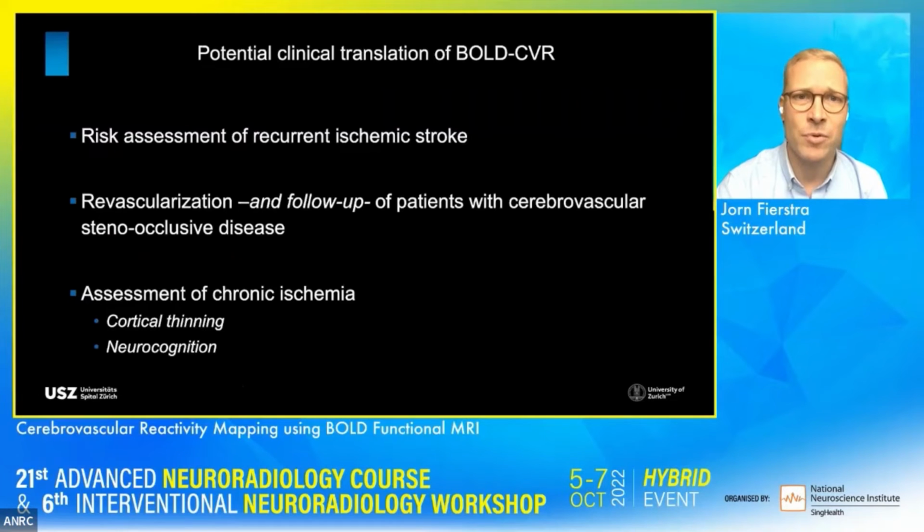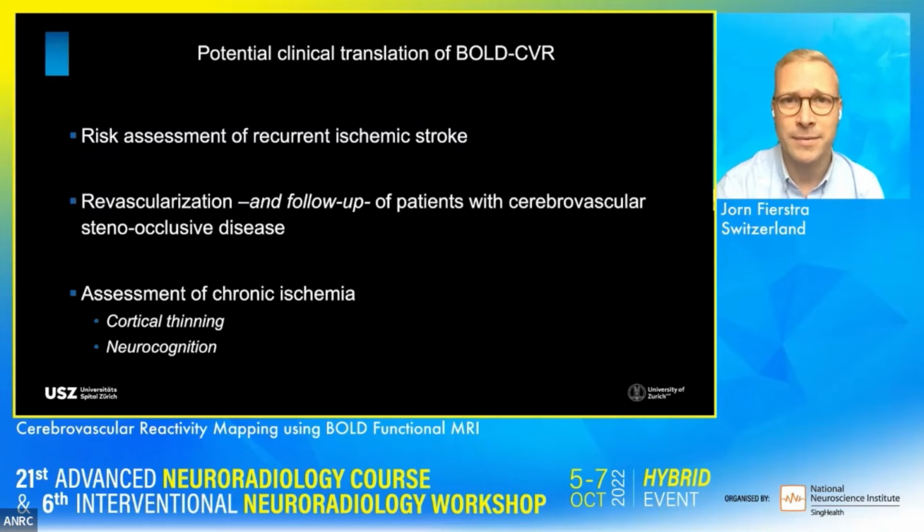So what are the potential clinical applications then? Well, as I mentioned before, the risk assessment of recurrent ischemic stroke would be the most important one. This has the most clinical relevance for symptomatic patients with steno-occlusive cerebrovascular disease. It could also be a very good tool because if you can bring it to the clinical setting, you can also scan patients or select them for revascularization. It could be endovascular, it could be microneurosurgical, and also follow up, because you can then do sequential follow-ups.